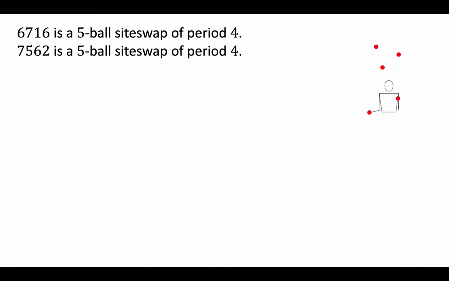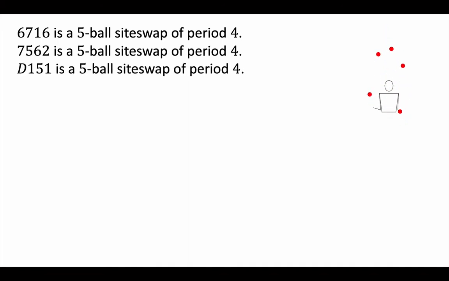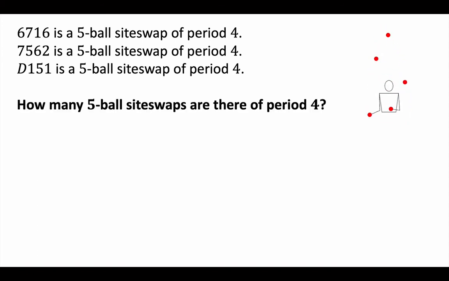7562 is another 5-ball siteswap of period 4, as is D151. Now remember that D represents a throw height of 13 because we take the convention that A is 10, B is 11, and so on. We have 3 5-ball siteswaps of period 4 listed here. In general, how many 5-ball siteswaps are there of period 4? And that's what we'll be doing with our counting. We'll vary the number of balls and we'll vary the period.